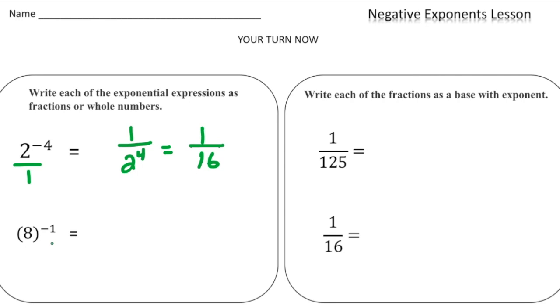Here we have 8 to the negative first power, so I'm going to put it over 1. To make that negative 1 a positive 1, I'm going to bring that down and put it in the denominator. So that's now 1 over just 8, so it's 1/8.